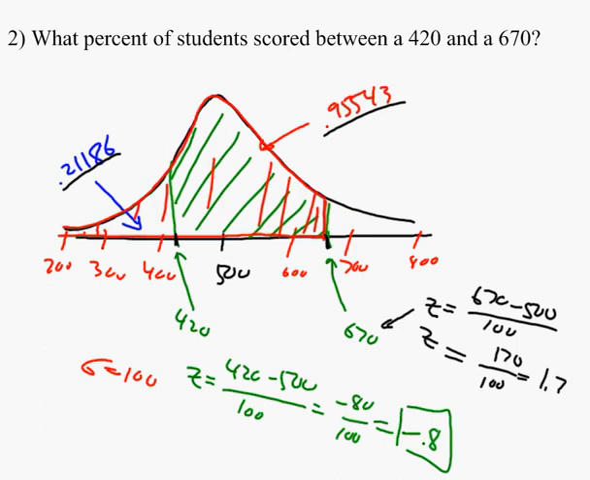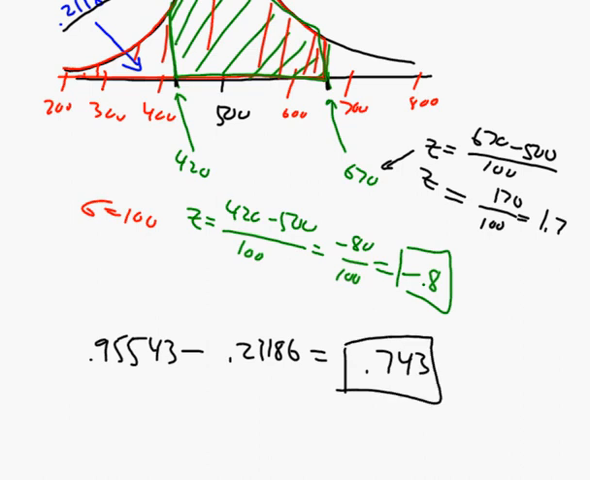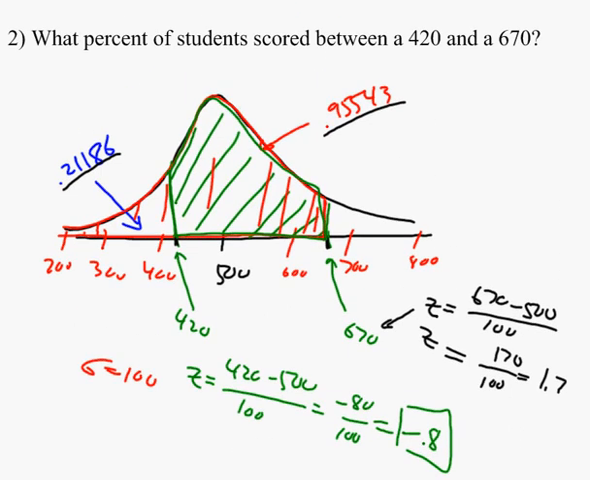So to get the desired green area that we want, all we need to do is subtract those. So the answer to our question is 0.95543 minus 0.21186, which equals 0.743 approximately. So we can say that in this distribution, approximately 74% of the students scored between a 420 and a 670.